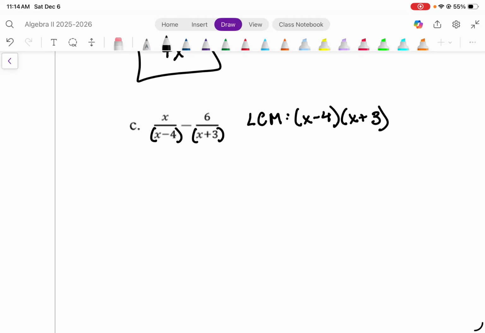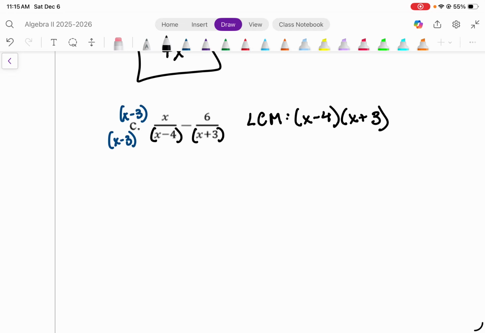With these, you do not need to factor or FOIL the denominators. You can leave the denominators in parentheses like this. So our first fraction has x minus 4. We need to multiply it by an x plus 3 to get it to our LCM.